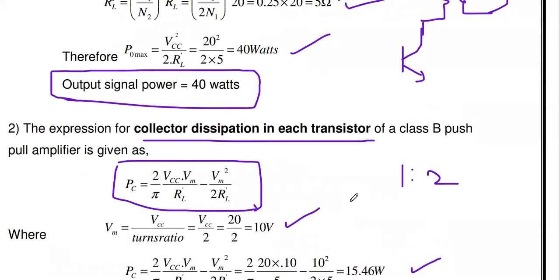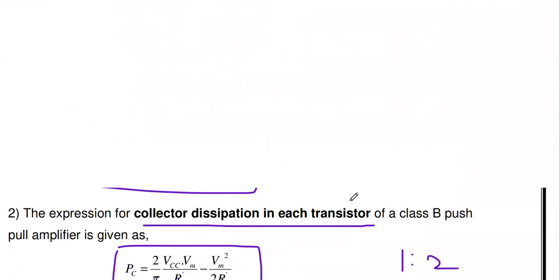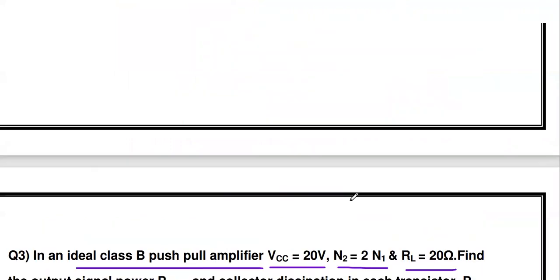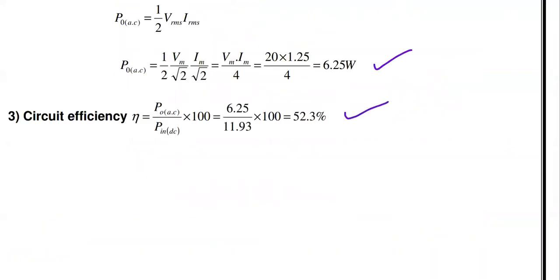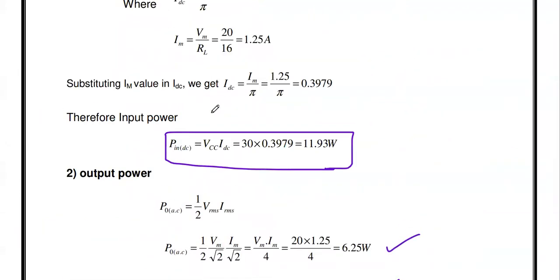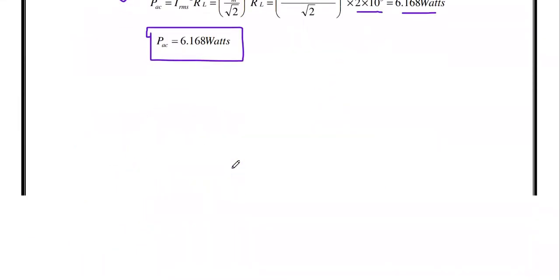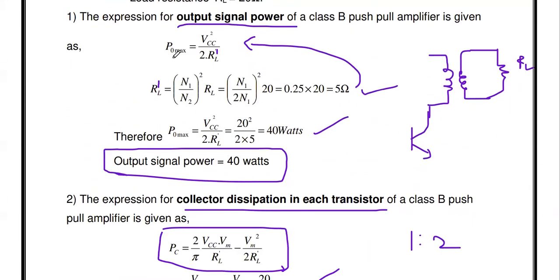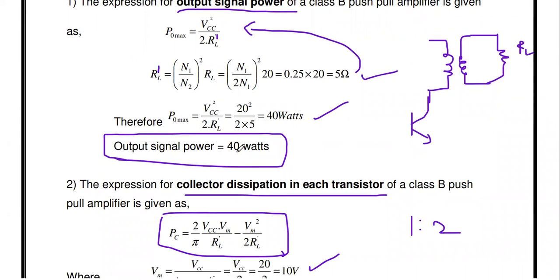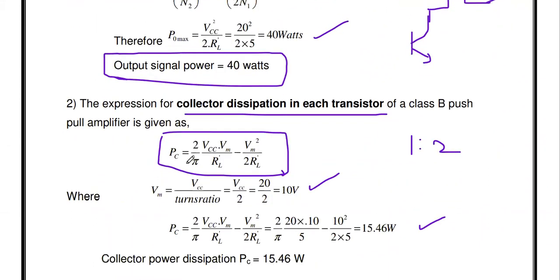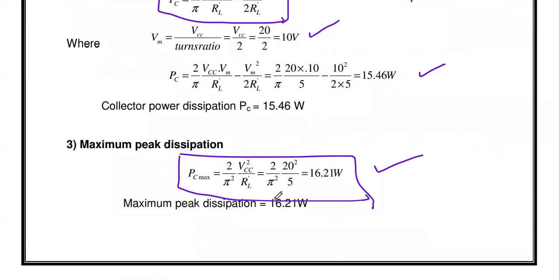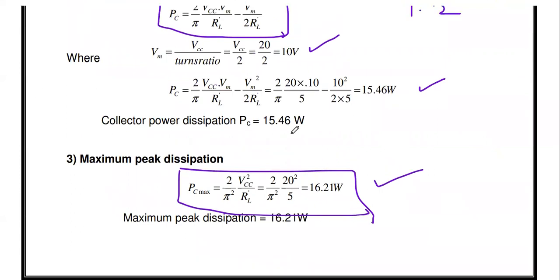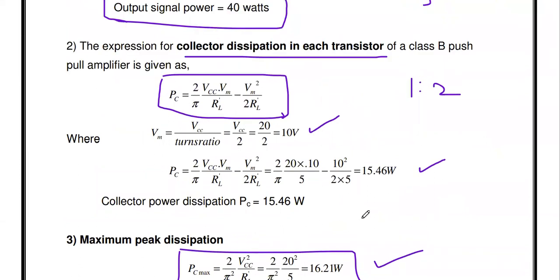Okay, so these are all the things behind the class B power amplifier. In this class B power amplifier, we calculated the input power, output power, efficiency. Okay, so what is the output power delivered to load? Then for the push-pull amplifier, we solved one problem: what is the maximum output power, what is the collector dissipation in each transistor, and what is the maximum power dissipation in a transistor. Okay, so all these things we solved. So you just go through the formula and solve this problem.